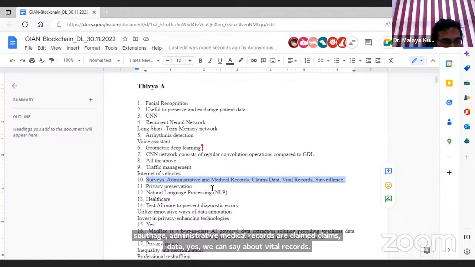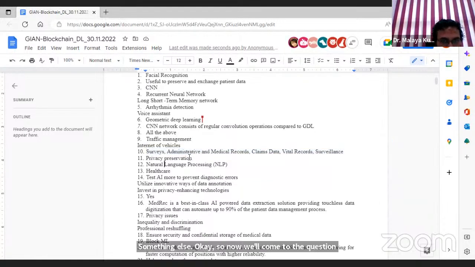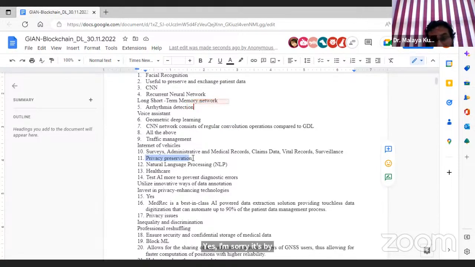Okay. Now we'll come to question number 11. What are the common challenges that can be overcome by integrating blockchain and deep learning? Yes, the answer is privacy preservation. That means its security can be improved. Decentralization makes more data available for analysis and improves the performance, with better model design. Single point of failure can be avoided.